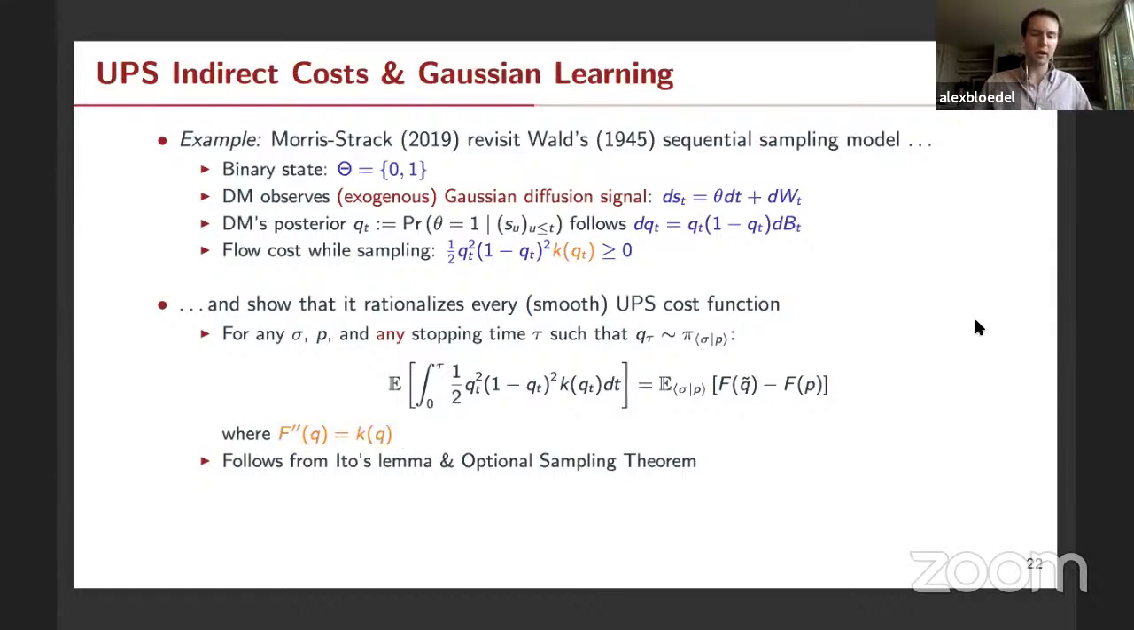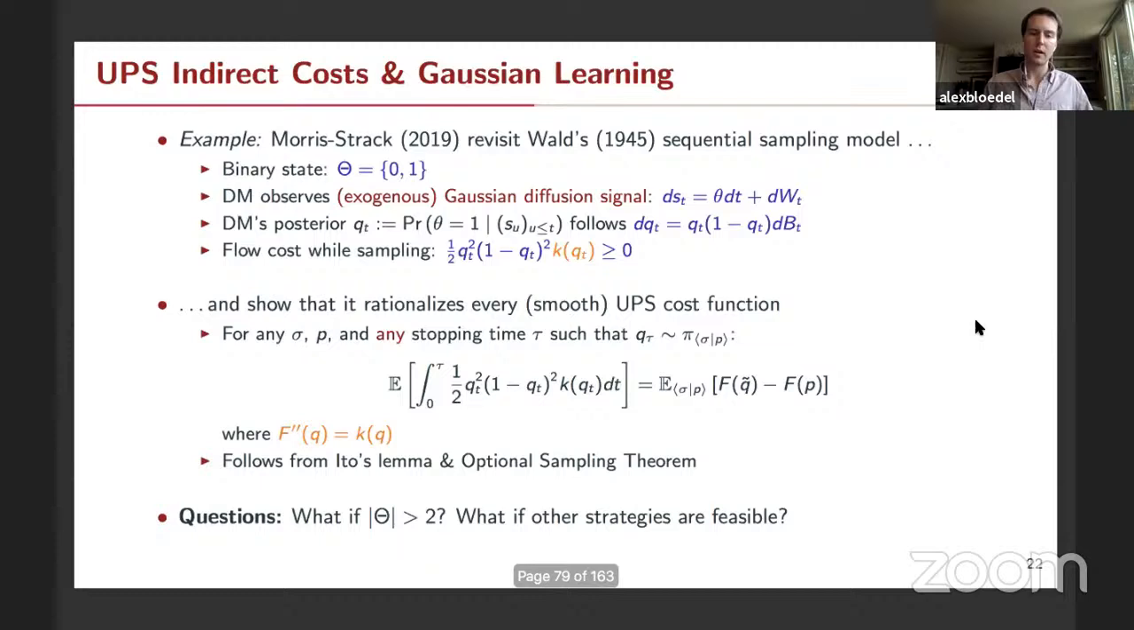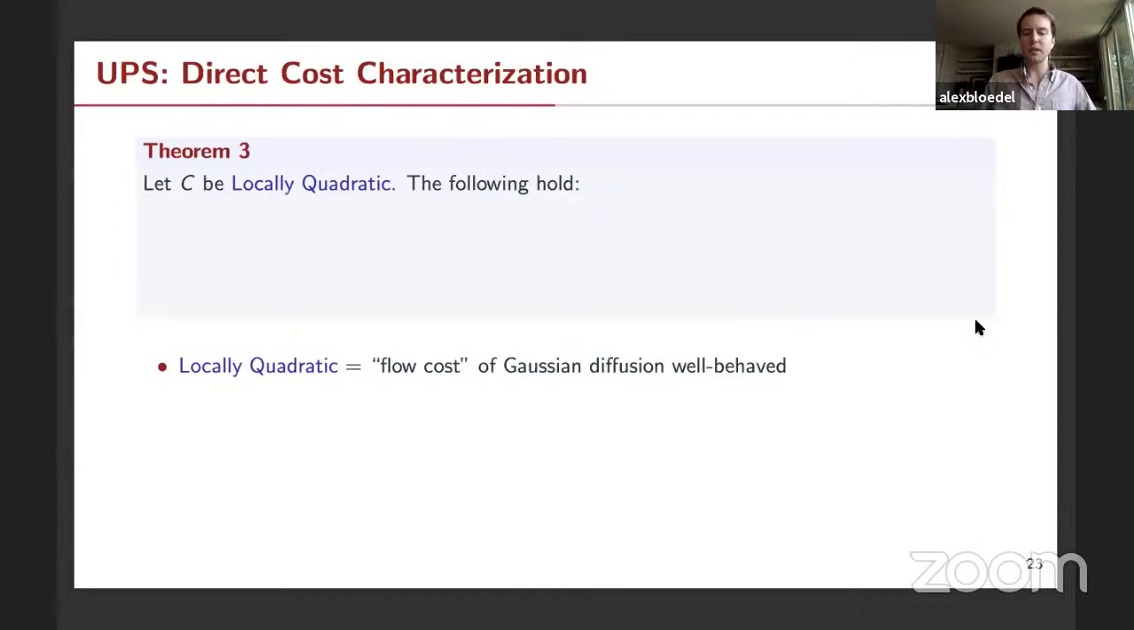Okay. And to get there, this is a relatively straightforward application of Ito's lemma. The questions that we're interested in are, well, what if there are more than two states? And what if there are more strategies? What if the decision maker isn't constrained to observing diffusions, but is completely unrestricted, as in a rational inattention model? And our theorem says that basically there's nothing else. The only way to generate UPS indirect costs is through this kind of diffusion learning.